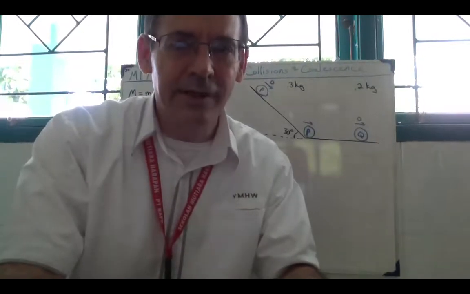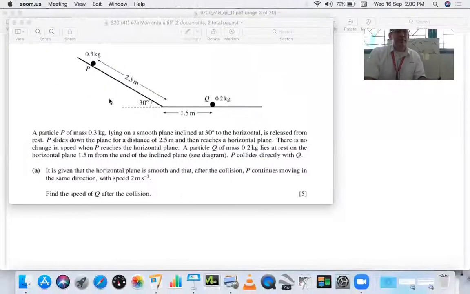Okay, let's read our last problem here. It says a particle P of mass 0.3 kilograms lying on a smooth plane inclined at 30 degrees to the horizontal is released from rest. P slides down the plane for a distance of 2.5 meters and then reaches a horizontal plane. There is no change in speed when P reaches the horizontal plane.